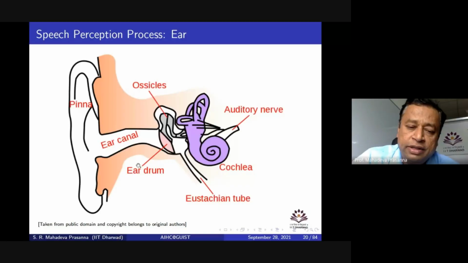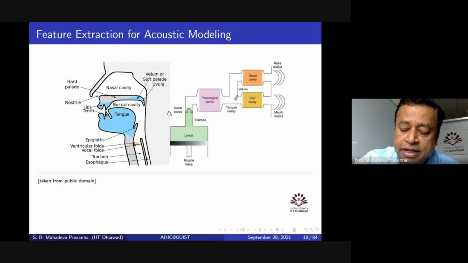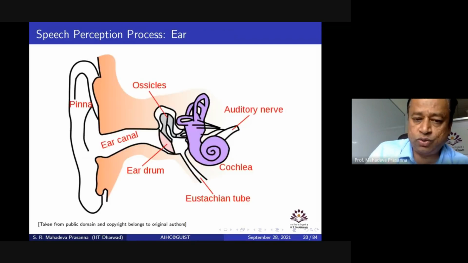Similarly, for the source condition, if there is a problem in the excitation source mechanism, you can identify that. That is, any malfunctioning in the production organs can be identified by extracting the parameters representing the vocal tract system and the excitation source.